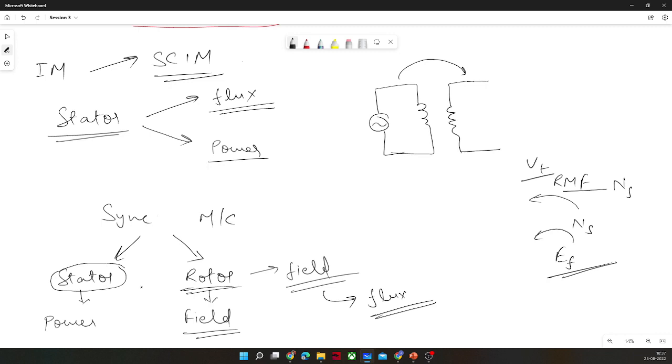Yes, sir. Clear, sir. But the synchronous machine is also related to the power system, so sir, is it necessary to read the Fitzgerald book? Which book? Sir, Electrical Machinery by A. E. Fitzgerald. Yes, okay.